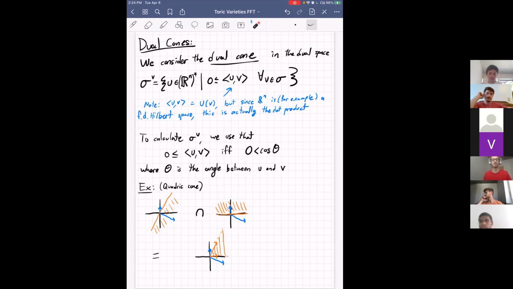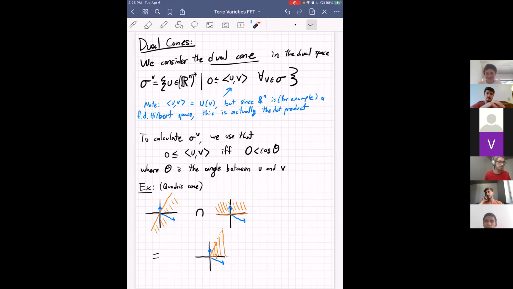And it's a pictorial thing. You can see it happening: if you have an obtuse angle and if you have an acute angle, the acute turns into the obtuse when you do this dual cone construction. Right.